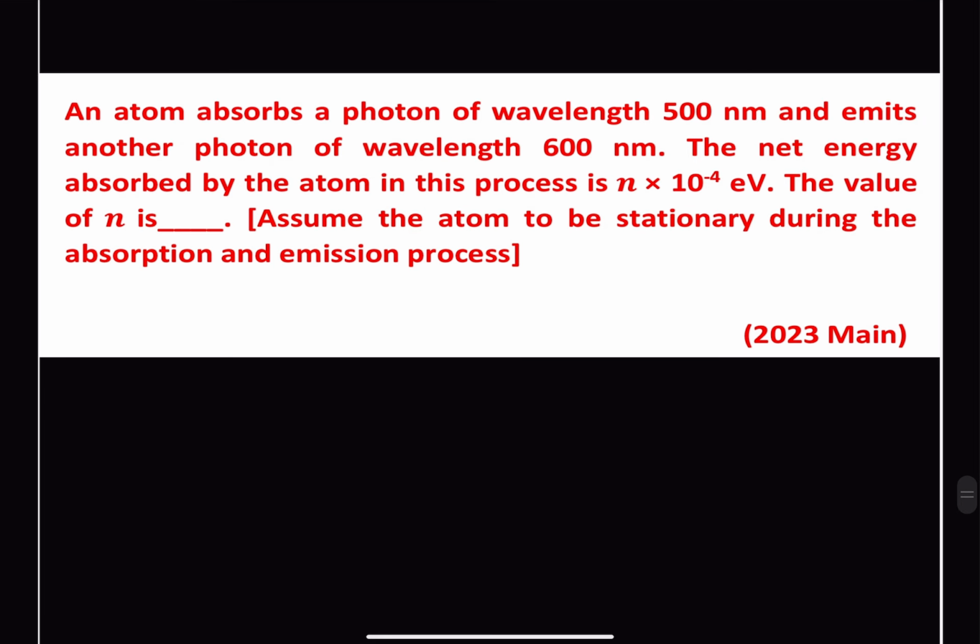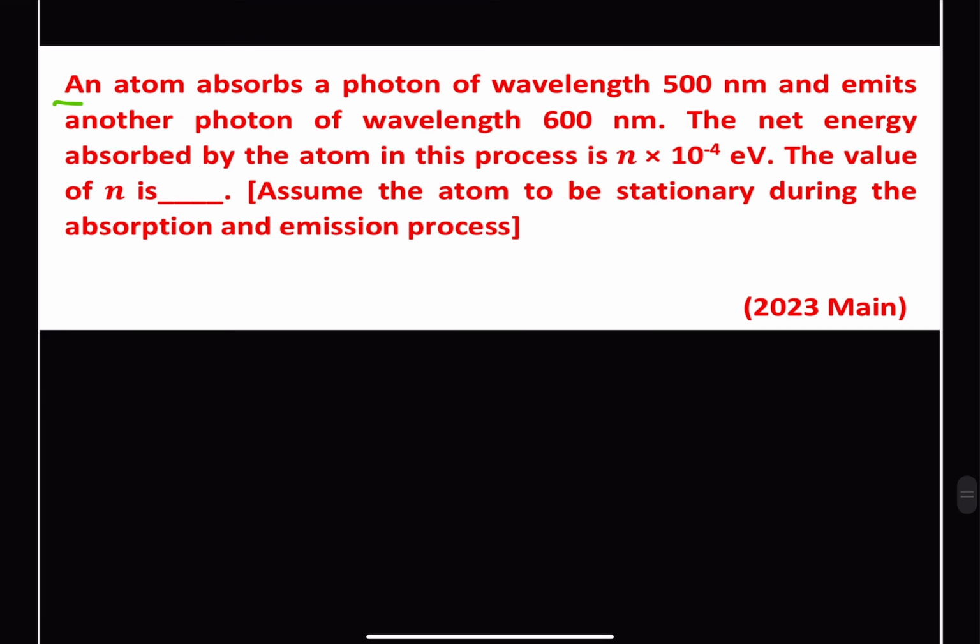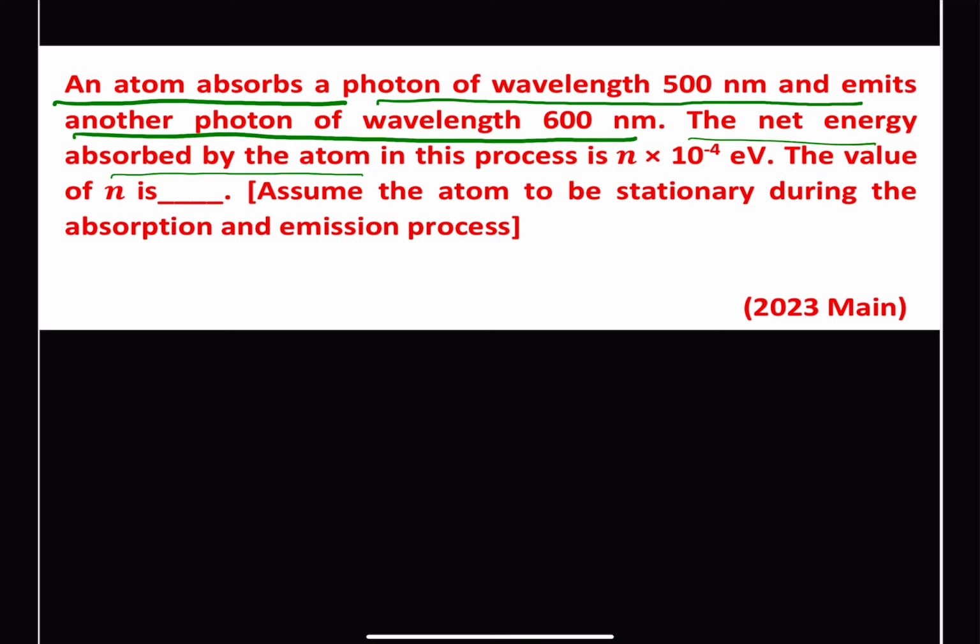It states that an atom absorbs a photon of wavelength 500 nanometer and emits another photon of wavelength 600 nanometer. The net energy absorbed by the atom in this process is n into 10 to the power minus 4 electron volt. The value of n is... it says that assume the atom is stationary during the absorption and emission process.